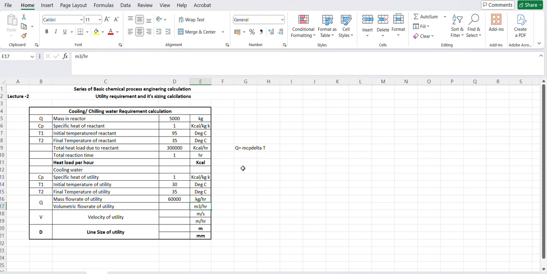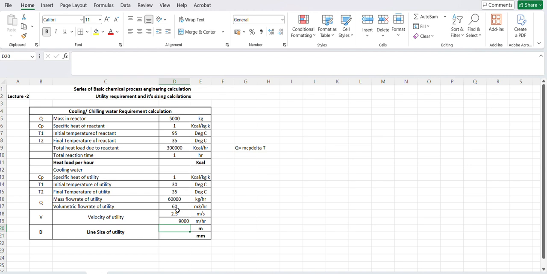So we can convert that into meter cube by dividing by its density. So the required flow rate is 60 meter cube of cooling water to remove that amount of heat load in 1 hour. Based on that we have to size the line, and I have already taught you how to calculate the line size requirement for any liquid. Here for cooling water we considered the velocity as 2.5 meter per second. Then we convert it into meter per hour to avoid any confusion during calculation.